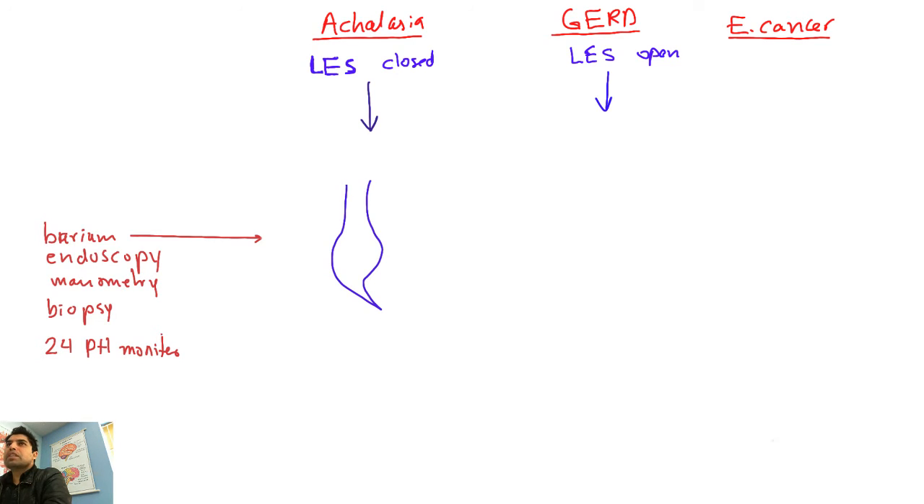Proximal esophagus is narrow and collapsed. Distal esophagus is what? Dilated. Now, the LES is narrow. Esophagus proximal to LES is what? Dilated.